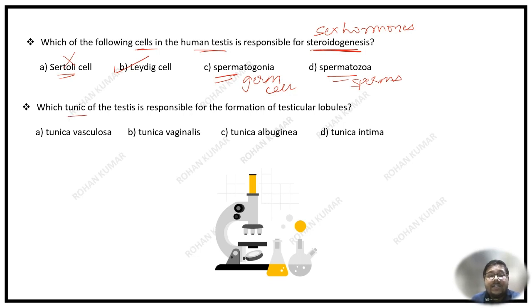The next question is which tunic? Tunic means layer. Sometimes in question papers, instead of putting the word layer, they put the word tunic to confuse you. So tunic means layer. Which tunic of the testis is responsible for the formation of the testicular lobule? So here many names of different layers are given, but we already know that it is the tunica albuginea, which I said is the most important layer, and it forms septa, which leads to the formation of these structures called testicular lobules. Tunica vaginalis is not the answer. Tunica vasculosa is also not the answer. Tunica intima is not connected to this topic.